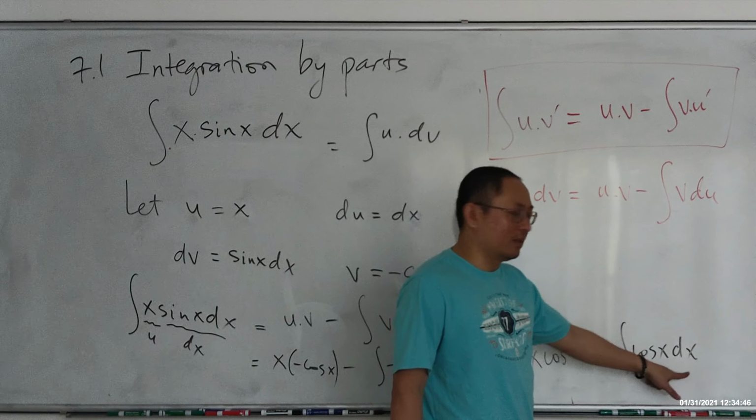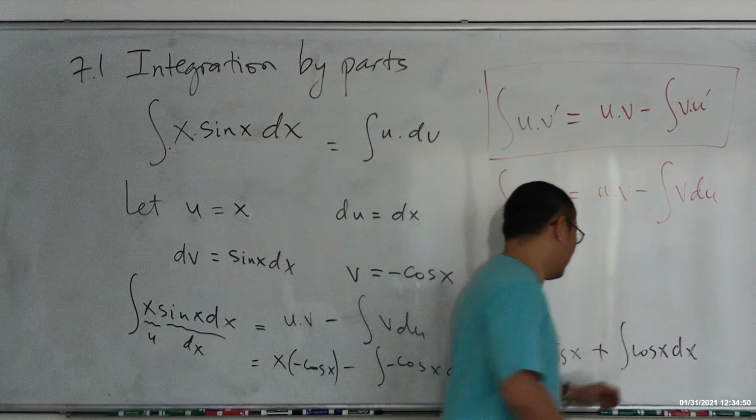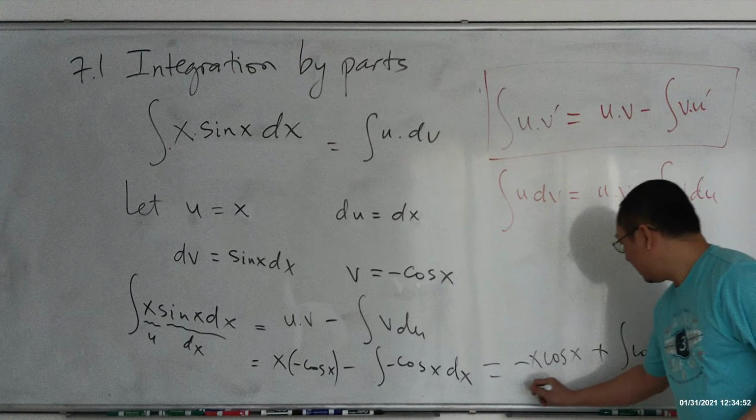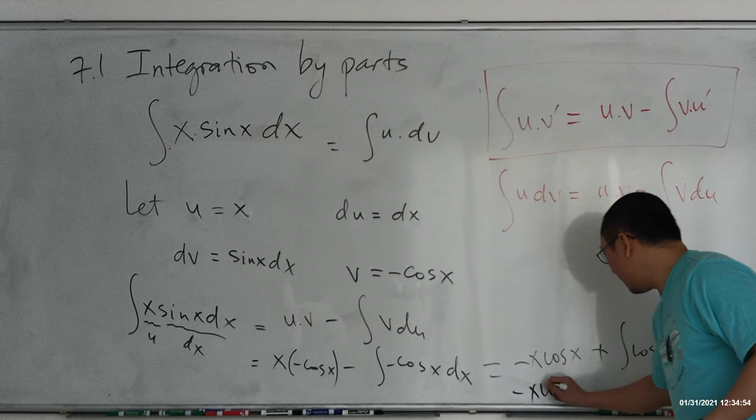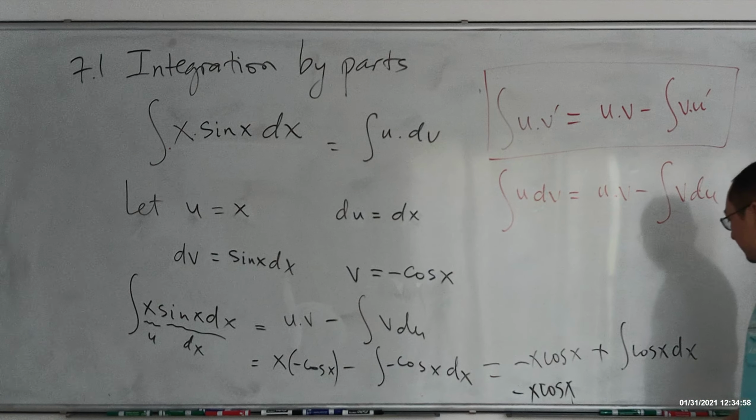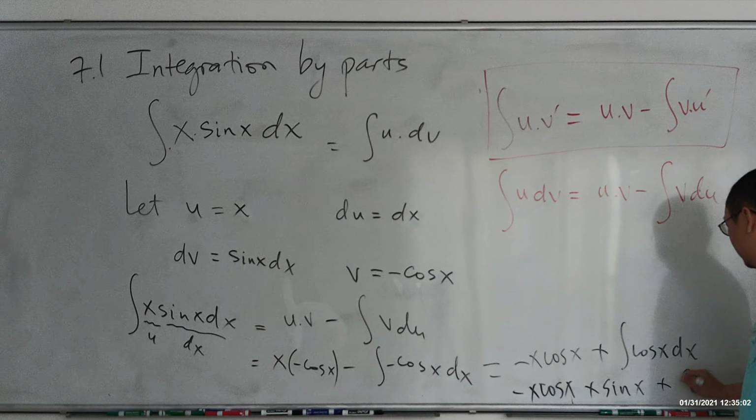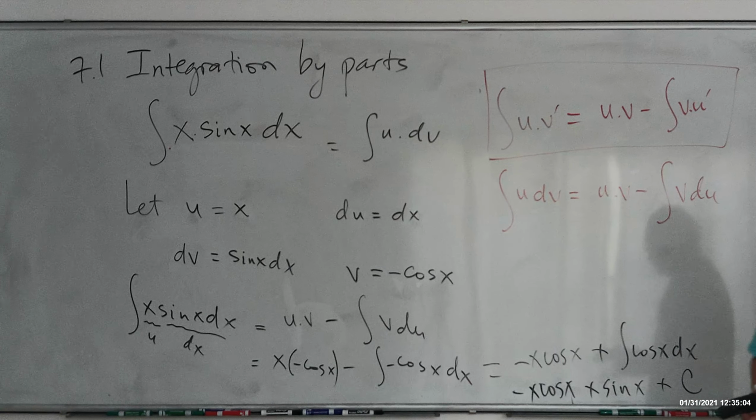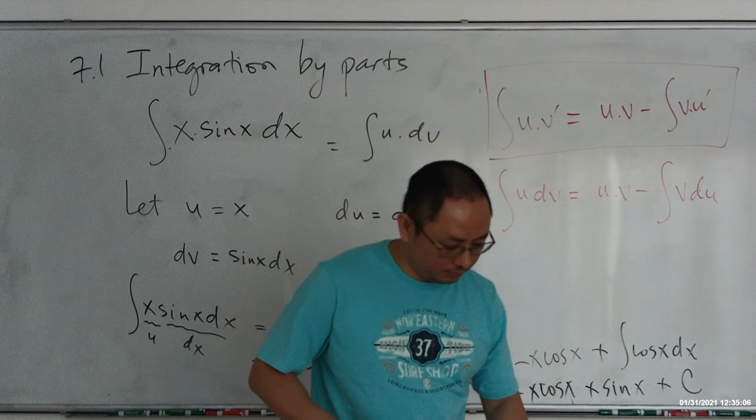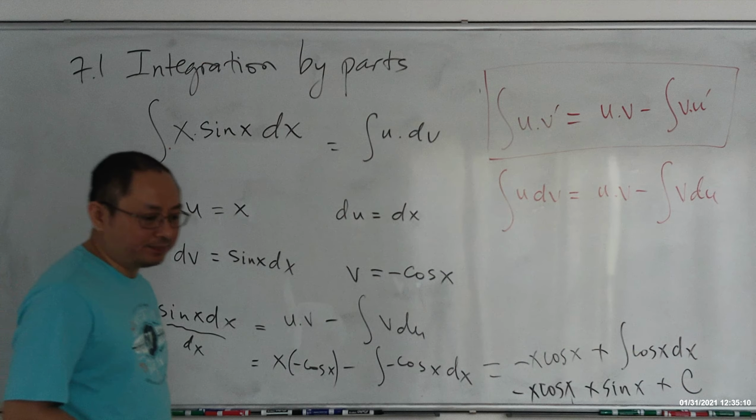And what is so good about this? This is very solvable. So you can do this one, right? So this is negative x cosine x. This is my cosine x. And then integral of cosine is sine x, right? And then plus c. See? You have the answer. We good?